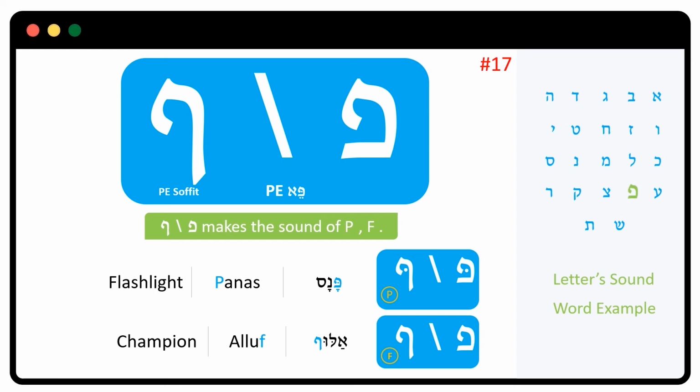Our second example is aloof. The word aloof ends with the letter P without a dagesh. Therefore, it makes the sound of the letter F. Aloof. Aloof means a champion.